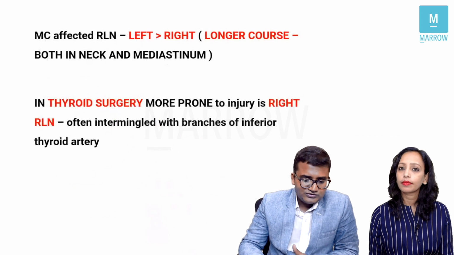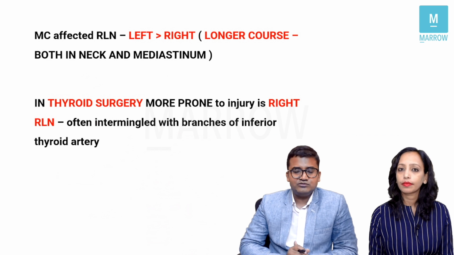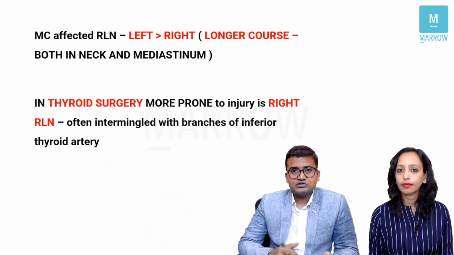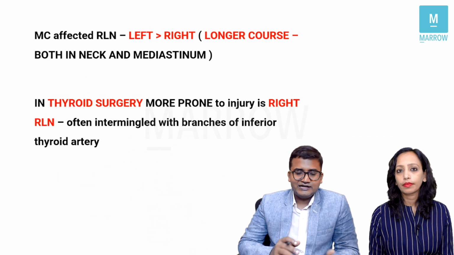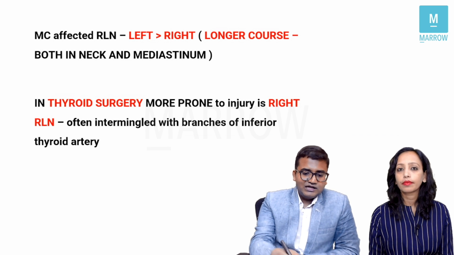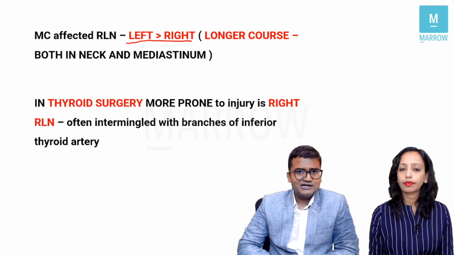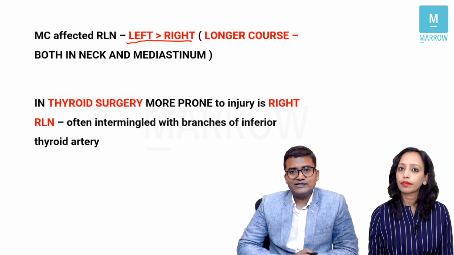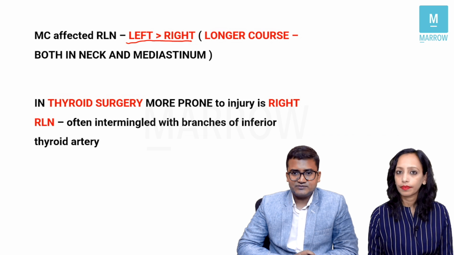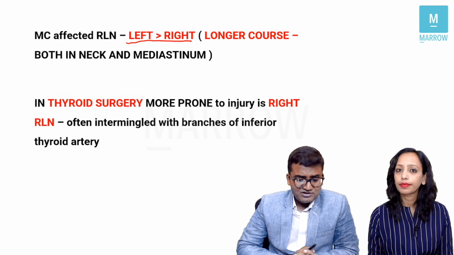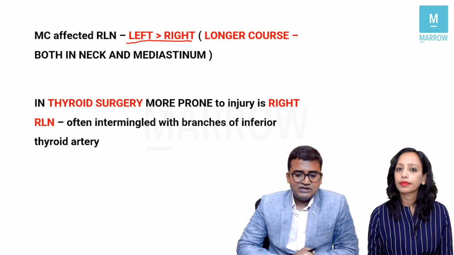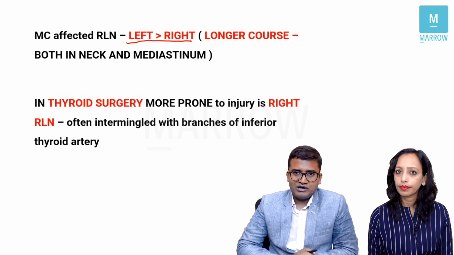So out of the right and left recurrent laryngeal nerves, which nerve is most commonly affected? Very often you get this question. Please remember the left nerve is affected more than the right nerve. Why, sir? Because the left nerve has a course both in the neck and also in the superior mediastinum. Right. Now, in the case of thyroid surgery, which nerve is most commonly affected?